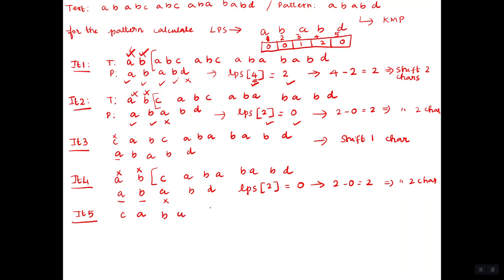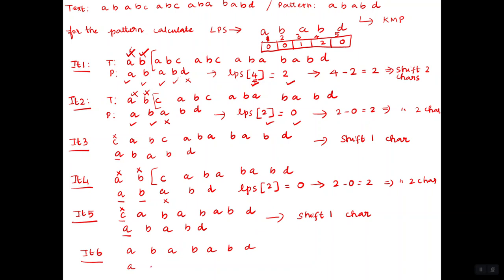C, A, B, A, B, A, B, D. And the corresponding pattern is A, B, A, B, D. So again the first character itself is a mismatch. So I have to shift 1 character, the naive approach. So in iteration number 6, I have to skip the first character. So start from A, B, A, B, A, B, D. So the next pattern is ABABD.